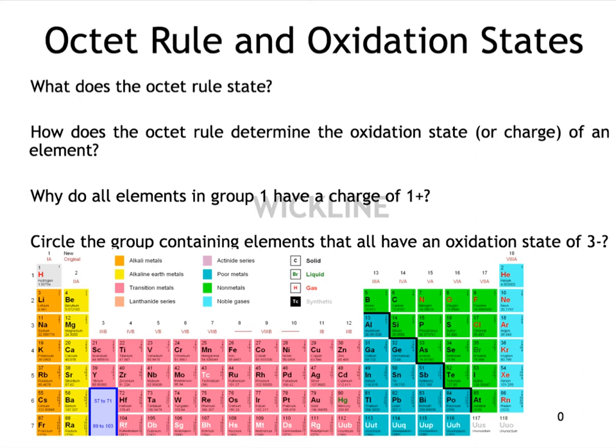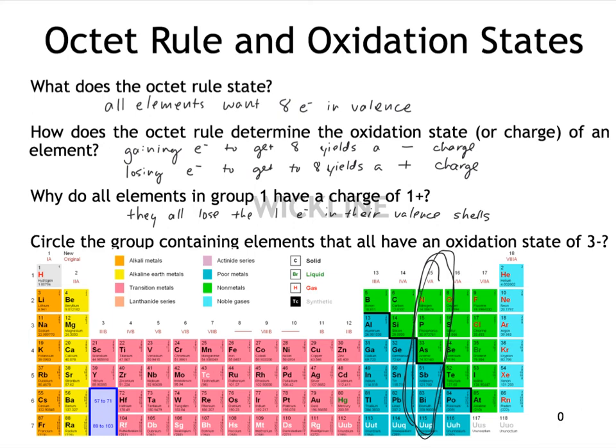The group that would have an oxidation state of -3 would be the group that has 5 electrons in its valence shell, which in this case is group 15. So I just tossed my answers in there. Please add those to your notes.